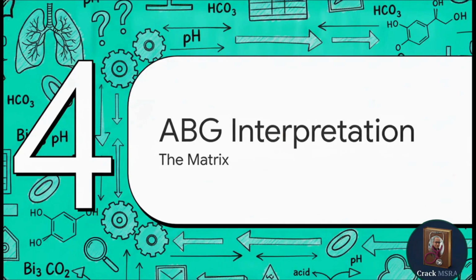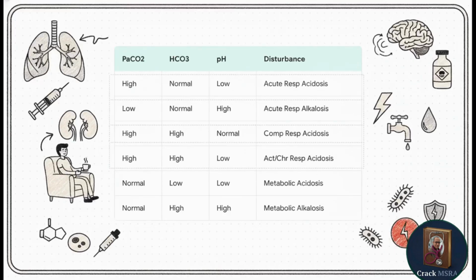All right, let's dive into Section 4, the Arterial Blood Gas Interpretation Matrix. This matrix is basically a cheat sheet that beautifully categorizes every single acid-base disturbance you're going to see on the MSRA. Seriously, burn this into your visual memory. Let's trace a couple of lines together.